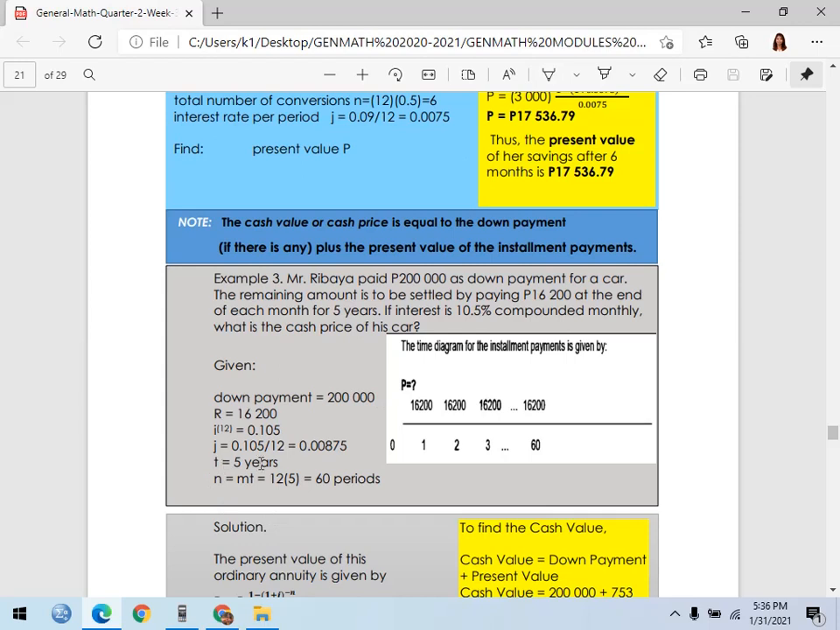Time or the term is 5 years. N or the total number of conversions, ilang beses siya magbabayad, all in all. M times T. M is 12 times time or term, we have 5, and that is 60. So, 60 times siya magbabayad.